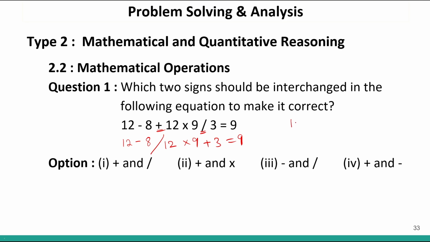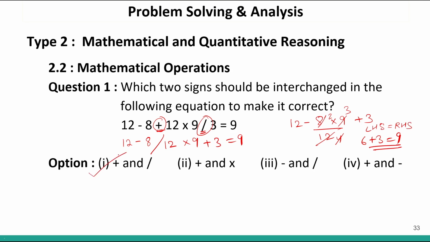So 12 minus 8 divided by 12 into 9 plus 3. This will be 3, this will be 4. 4 3s are 12, 3 3s are 9, 3 4s are 12. This will be 2. So 3 into 2 will be 6. 12 minus 6 is 6 plus 3, which is 9. So this statement, interchanging plus and the divide symbol, will give us the correct answer, in which our LHS, left hand side, is equal to the right hand side. So the correct answer will be option number 1, plus and the divide sign. Clear? This is how you solve questions on mathematical operations.